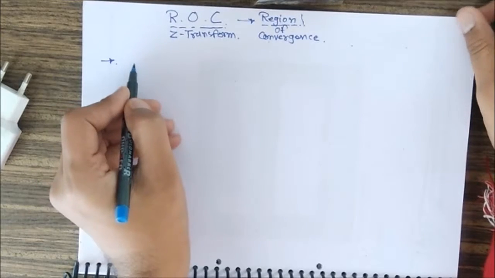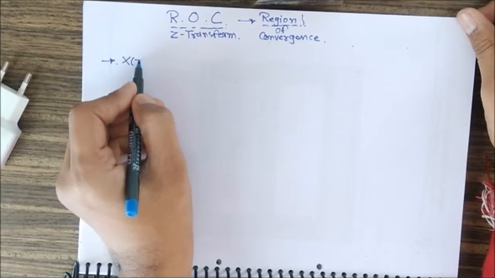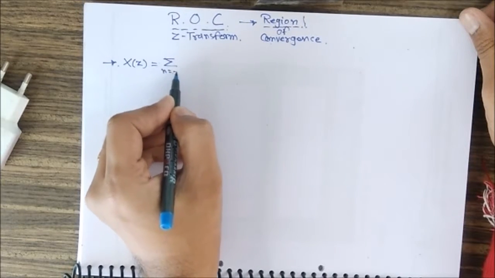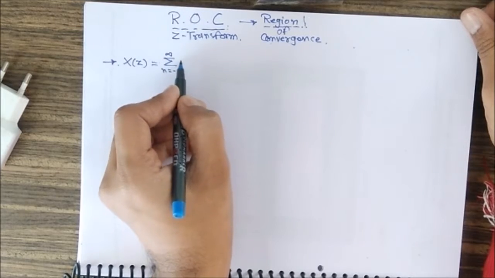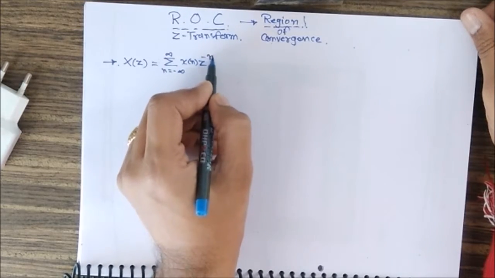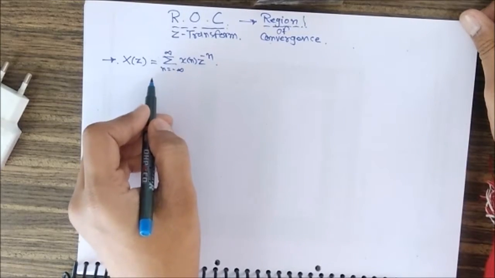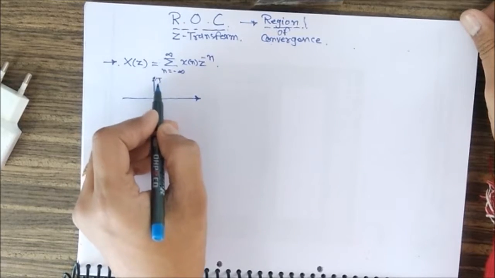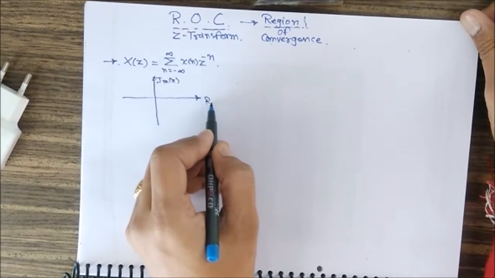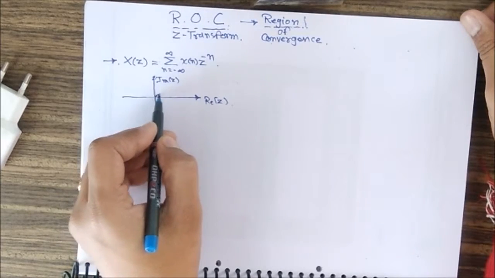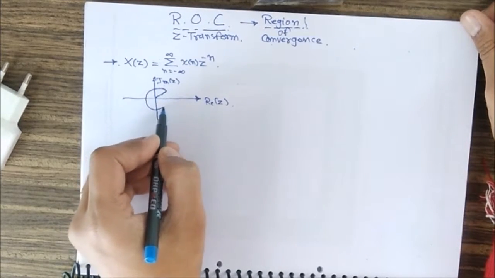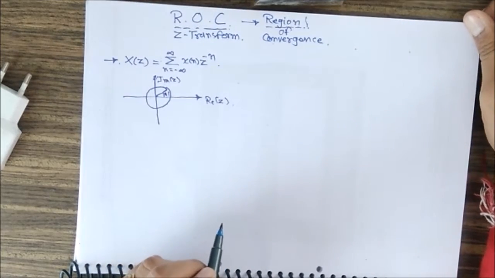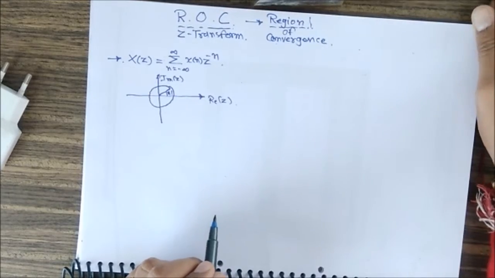So very first we should look at the definition of Z transform. The X of Z, we should recall, is the summation, limit n from minus infinity to infinity, x of n z raised to minus n. So from this definition we have a Z plane with imaginary part of Z, real part of Z, and the circle with a radius r. This is all about Z transform.